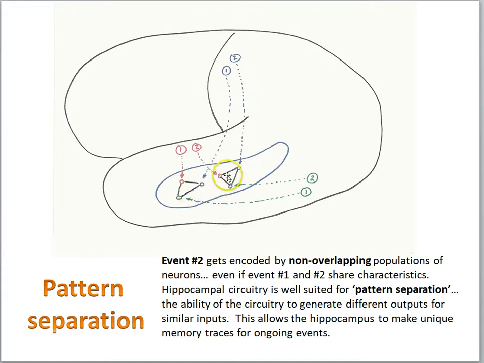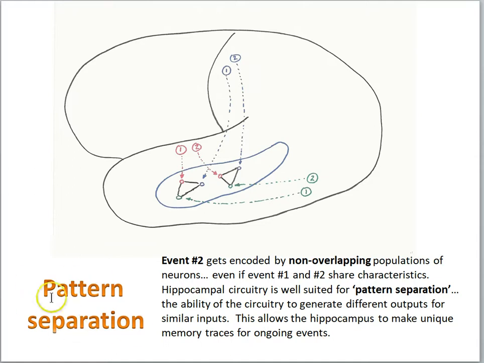So event 1 and 2 might be similar in structure or some of their perceptual characteristics, but the hippocampus is good at assigning these 2 events to different populations of neurons so that we can keep these events separate later on if we were to retrieve them. So this system allows the hippocampus to make unique memory traces for ongoing events.